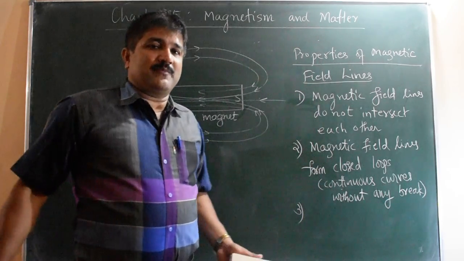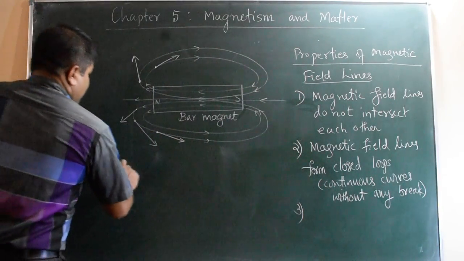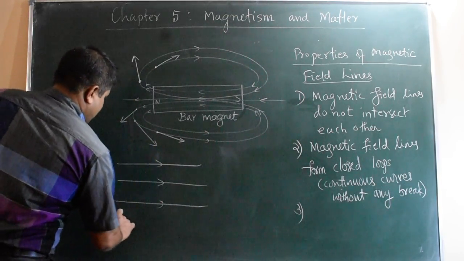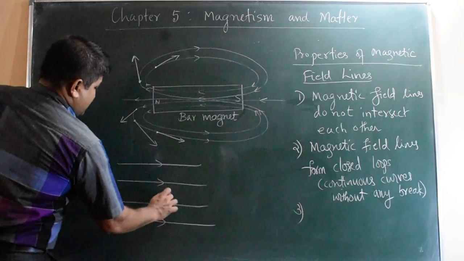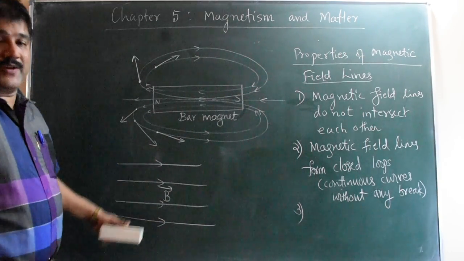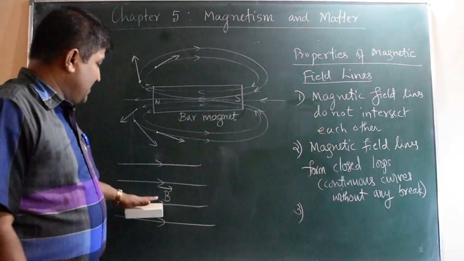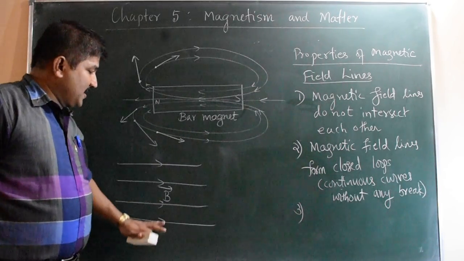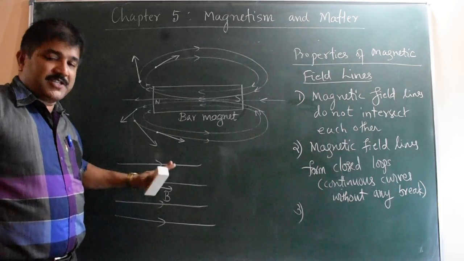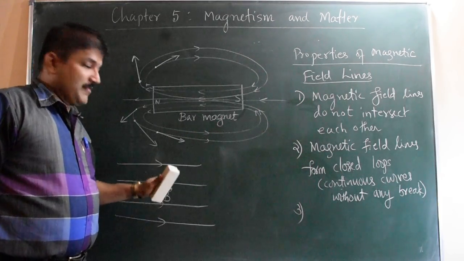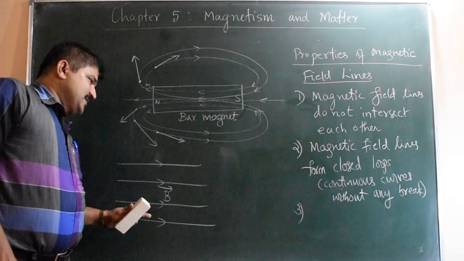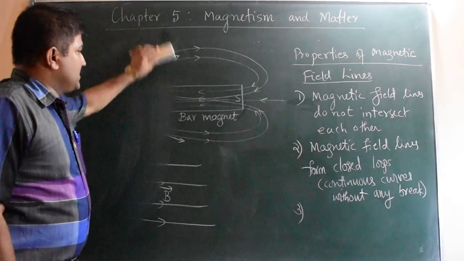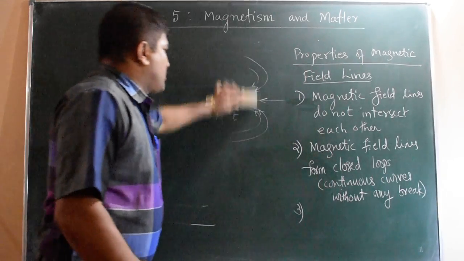The field is uniform means we are representing the parallel lines, and we have to compulsorily put the arrow mark, and also we have to say B vector. B vector represents the magnetic field. So the parallel and equidistant lines represent the magnetic field direction. Okay, so that's all about a bar magnet and the magnetic field lines and their properties.